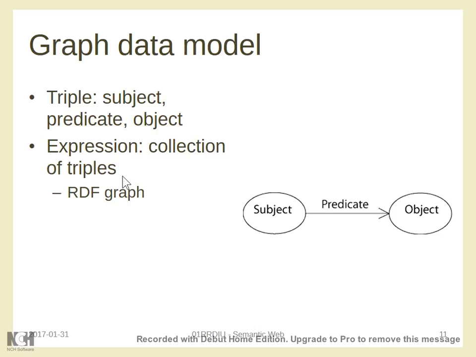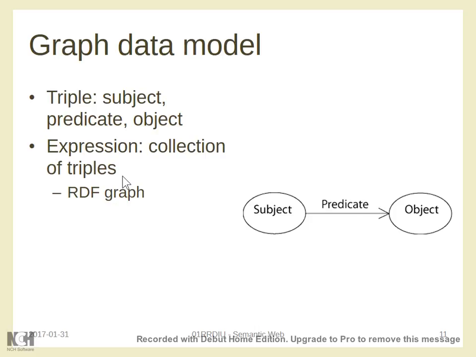A collection is not a list, sorry. It's a general collection, so it's not ordered. It doesn't need to be ordered. In an RDF document, order is meaningless. So if you shuffle the order of the statements, the triples, in an RDF document, the resulting document represents the same graph, and so represents the same semantics, the same information.